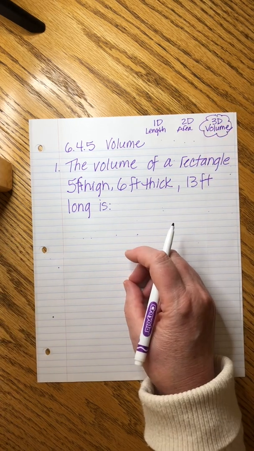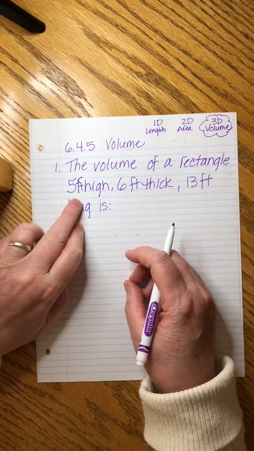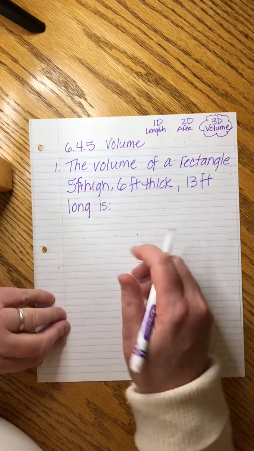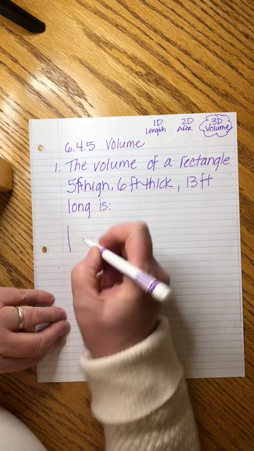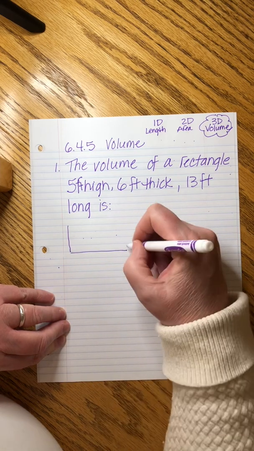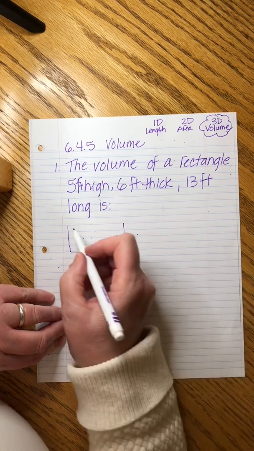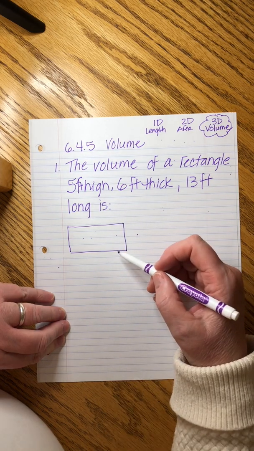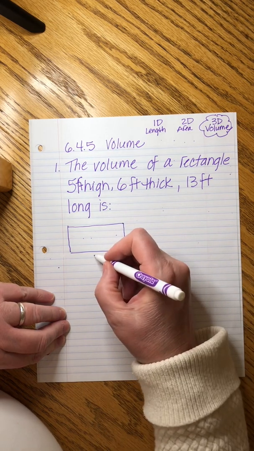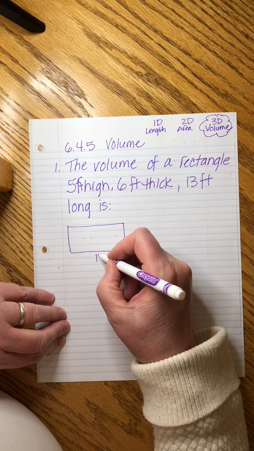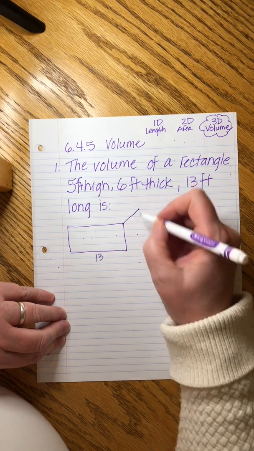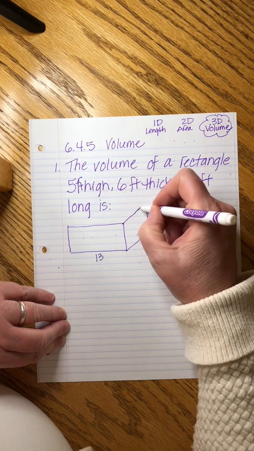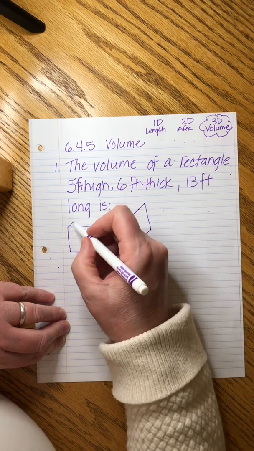The volume of a rectangle is 5 feet high, 6 feet thick, 13 feet long. Let's visualize that. It always helps to draw a picture. And this is my moment to tell you that art and math are very closely related in our brains, far more than our culture usually gives respect to art.